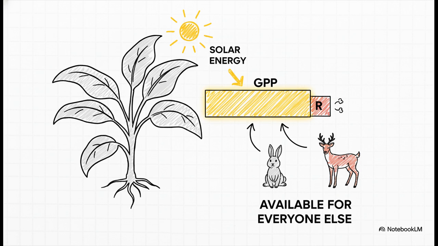But then they use some of that for themselves. What's left over for the rest of the ecosystem to eat? That is net primary productivity, NPP. And honestly, NPP is the number that really matters. It's the actual food on the table for everyone else.